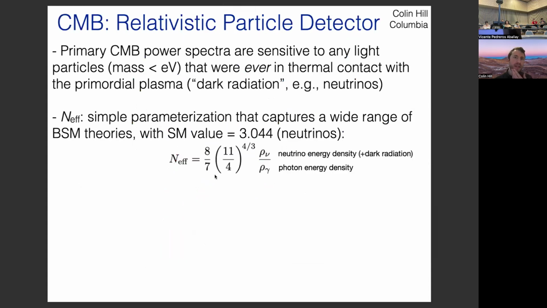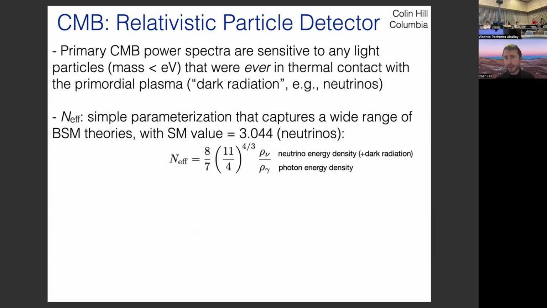Okay, so let me just highlight a few science cases to motivate why we should go out and try to measure these power spectra at higher precision. A case that has attracted a lot of interest in the context of ongoing and upcoming experiments is looking for so-called dark radiation in the CMB. The CMB power spectra have this nice property that they are affected by the presence of any light particles, whereby light we mean masses less than the temperature at last scattering, so about an electron volt. They're sensitive to any such light particles that were ever in thermal contact with the primordial plasma.